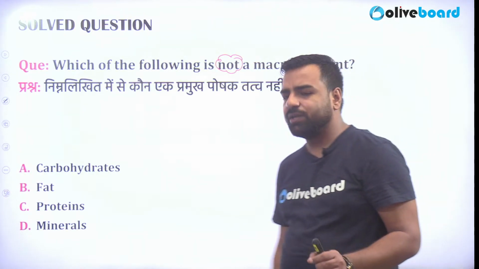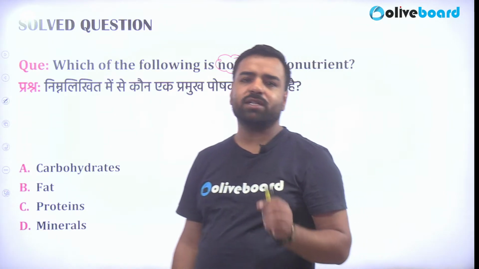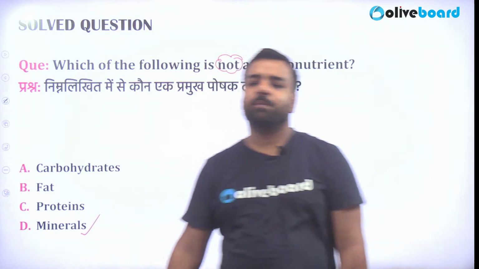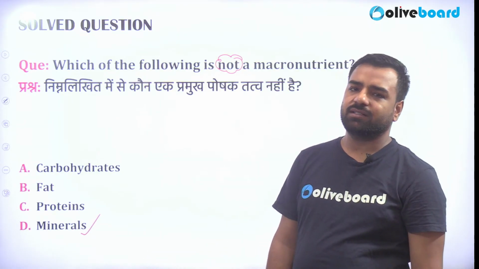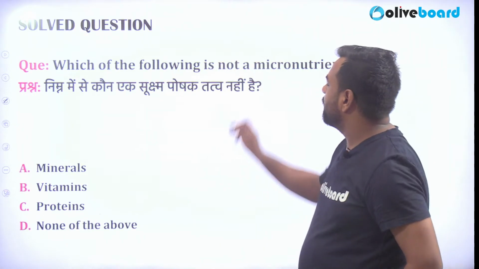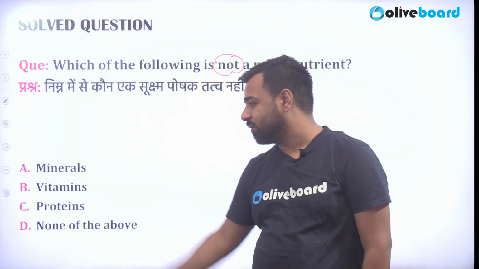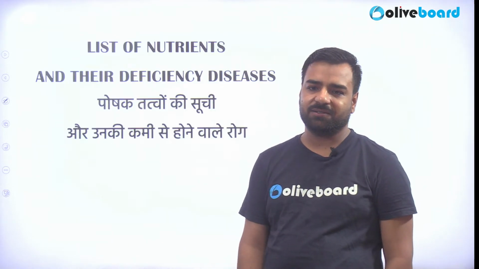So macronutrient means we're talking about carbohydrates, proteins and fats. So obviously minerals are not macronutrient, and that's why option number D is the correct answer. Next, which of the following is not a micronutrient? So micronutrients are vitamins and minerals. So obviously proteins will be the correct answer.